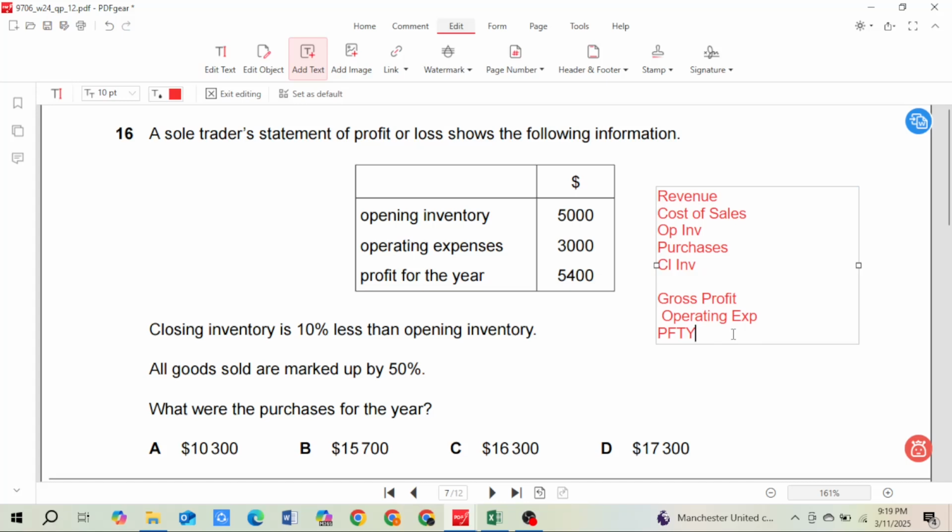Right now in the question they have mentioned that the profit for the year is 5400. Operating expense, which we subtracted from the gross profit, is 3000.